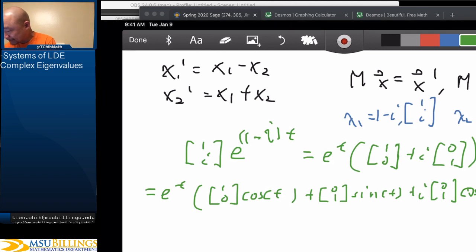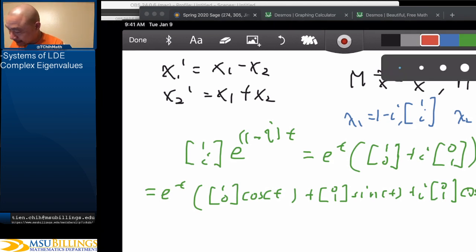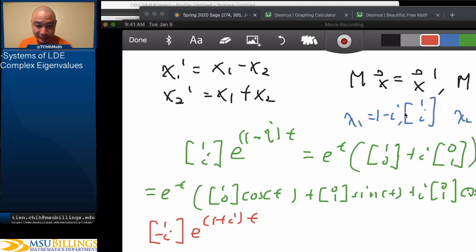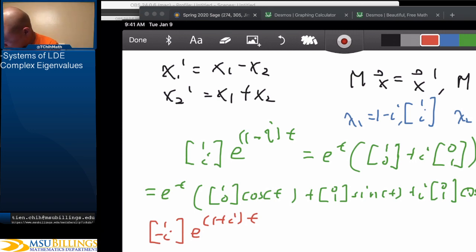If we play out the same game with this pair, our next solution is going to coincide with 1, minus i times e to the 1 plus i t, and that's going to correspond to e to the t, still 1, 0, with the cosine, and then I have minus i times 0, 1, and minus i times 0, 1 against positive i sine gives me positive sine with my 0, 1.